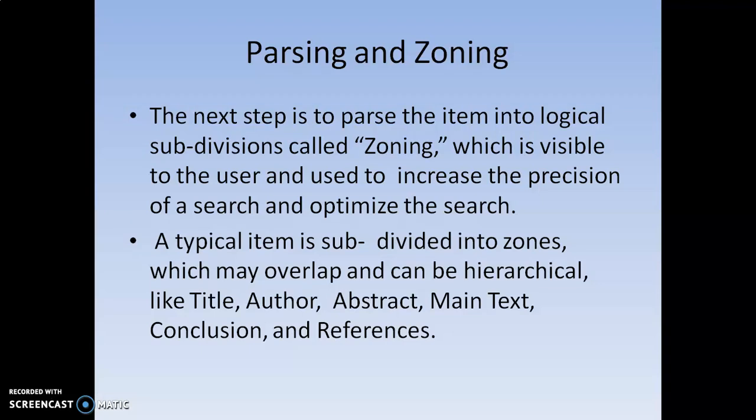After item normalization, we have one more step, called parsing and zoning. We have to parse the item, that is, convert it from one form into another form, into logical subdivisions. These logical subdivisions are called zoning. The zoning is not invisible to the user. It is visible to the user and is used to increase the precision of search, to optimize the search. Whenever you want to improve the quality of the search, you always measure it as precision.